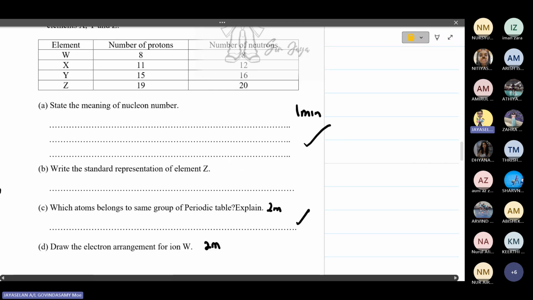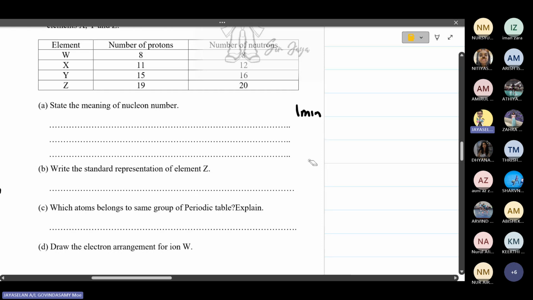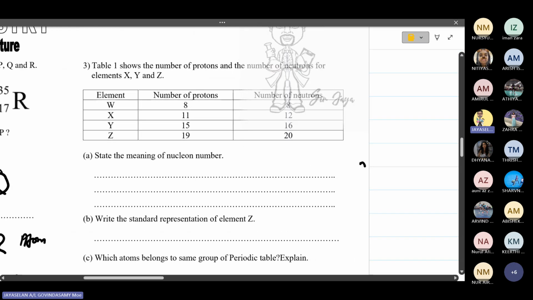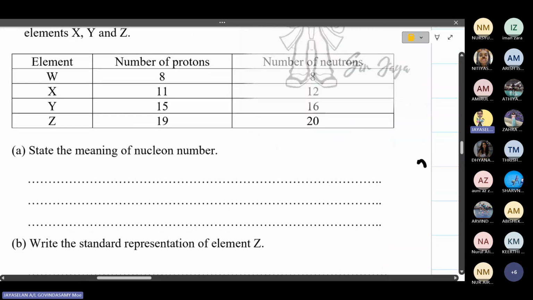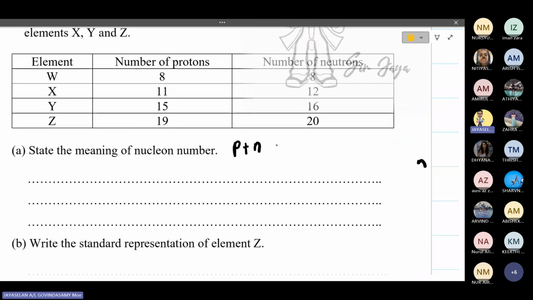Okay, y'all got try right? Okay, this question is very easy. Okay, this type of question kena buat. Okay, what is meant by nuclear number? Nuclear number means total protons and neutrons that are present in an atom. These are the keywords you must remember. Okay, so Diana should have finished.